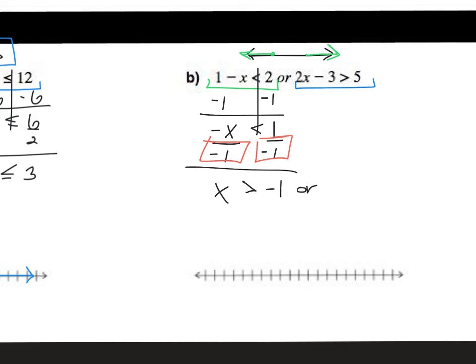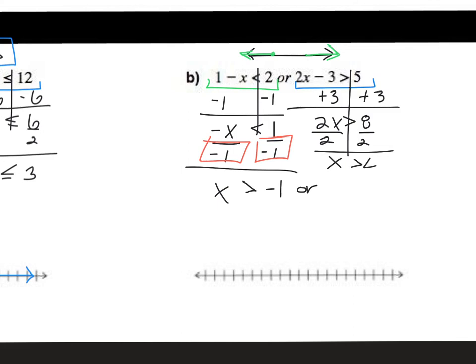The word or in between. This side, +3 plus 3. 2x is greater than 8. To get rid of times 2, we'll divide by 2 on both sides, and we'll get x is bigger than 4. So here is our solution.